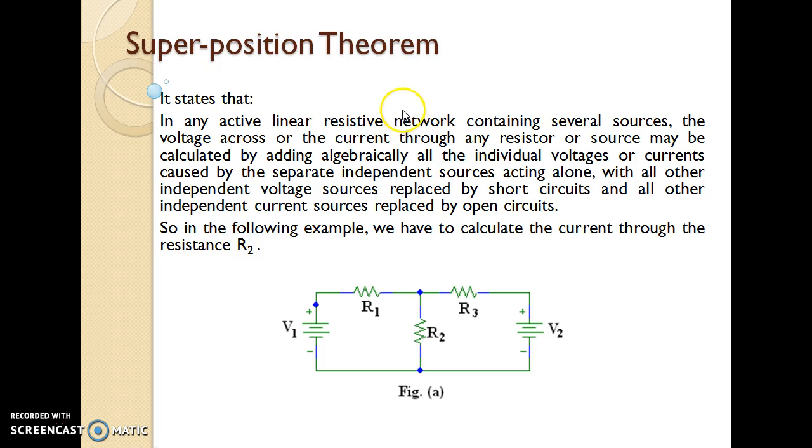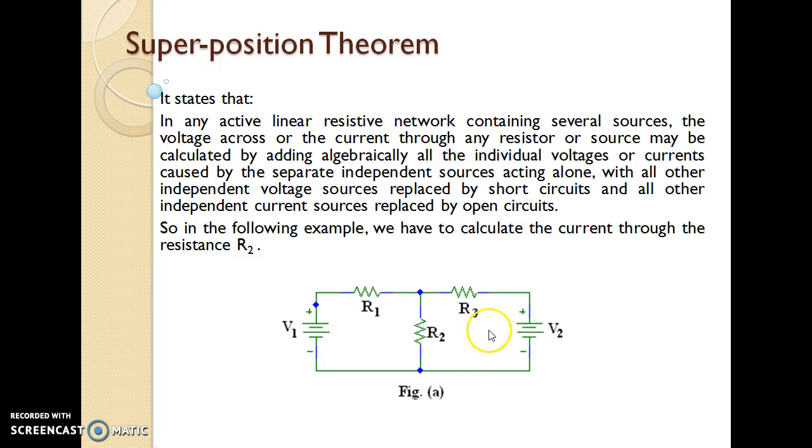It states that in any active linear resistive network containing several sources, the voltage across or the current through any resistance or source may be calculated by adding algebraically all the individual voltages or currents caused by the separate independent sources acting alone, with all other independent voltage sources replaced by short circuits and all other independent current sources replaced by open circuits.